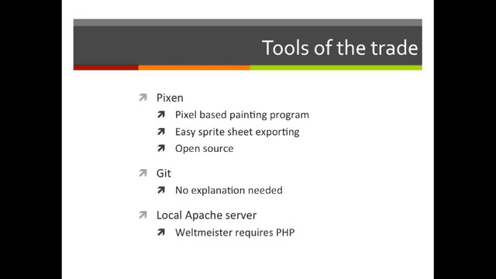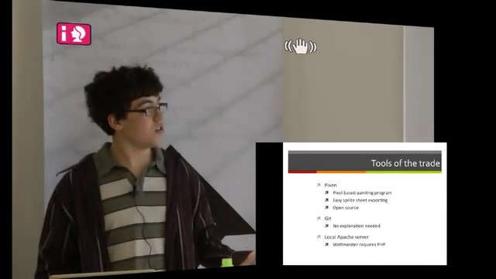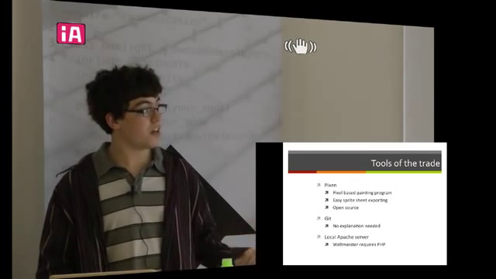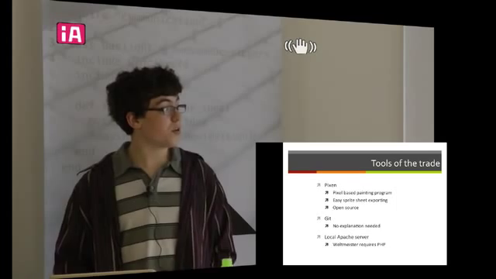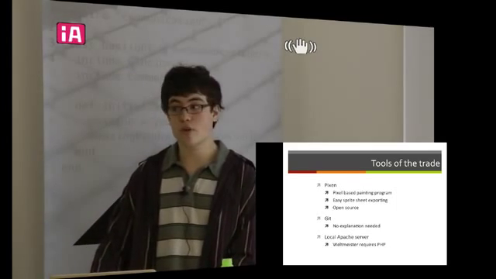Use Git. No explanation needed. I'm sure you all know why you need to use Git. You do require a local Apache server. Weltmeister requires PHP, and so I use MAMP for that. I know OS X has a built-in Apache server, but I haven't dug in with how to use that.